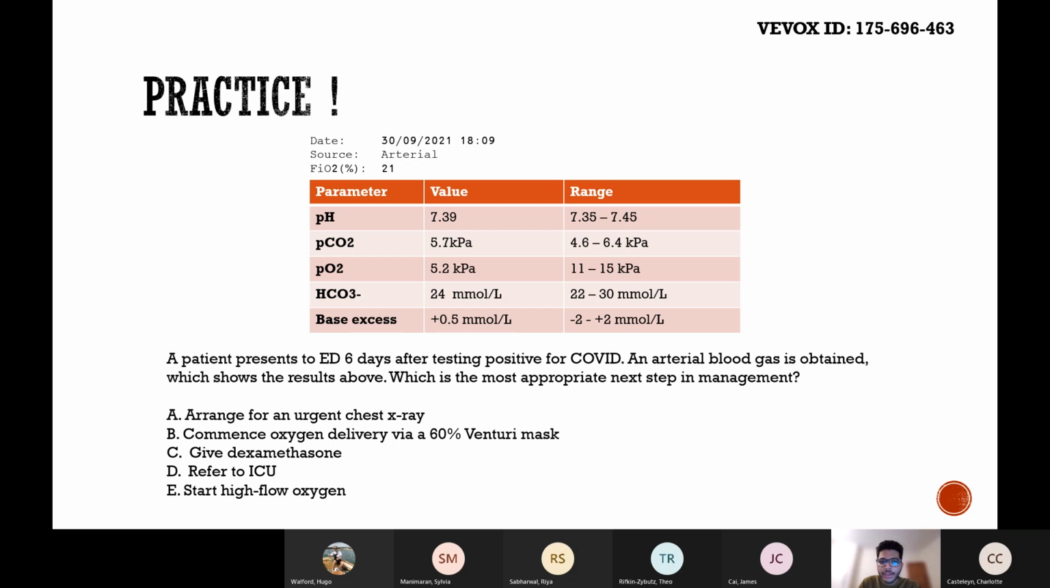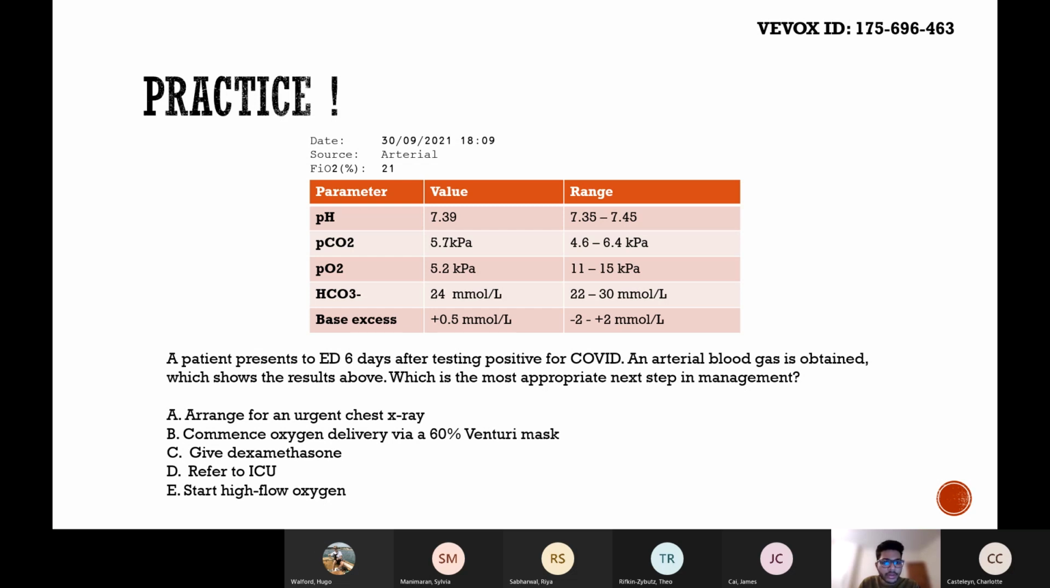All right, any ideas for the chat? And by the way, don't worry about the base excess. The base excess tells you the same thing as the bicarbonate. If the base excess is high, the bicarbonate is high. If the base excess is low, then the bicarbonate is low. So you can look at one or the other. Good thinking, Theo. E, Hugo, high flow.